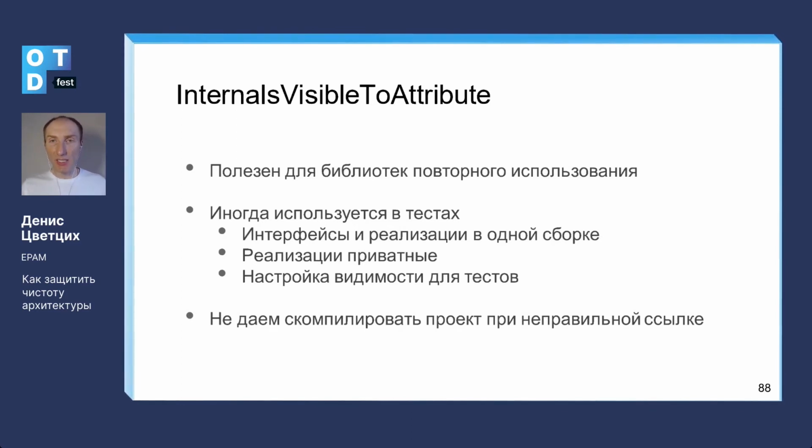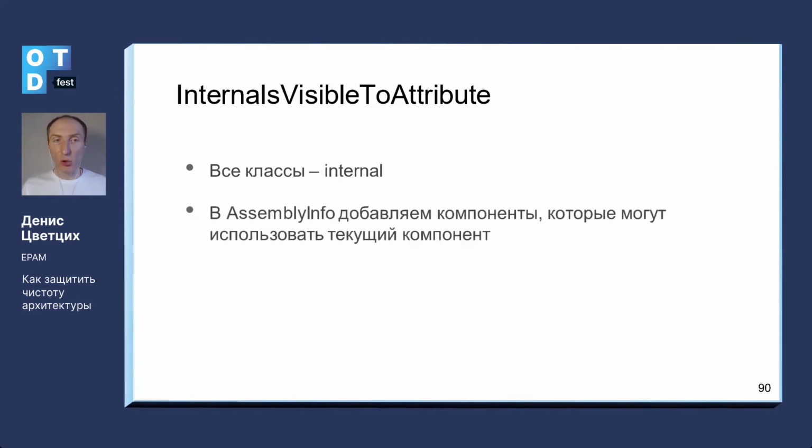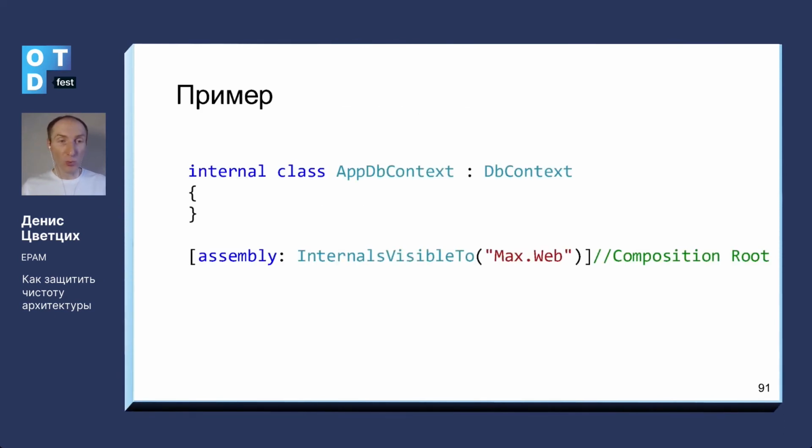In such a case, if we use one component and we want to use each class in a different component, if it's not possible, our project will not be compiled. All classes in our project should be internal. In the assembly info, there are components that can use such a case. We have the DDD context.